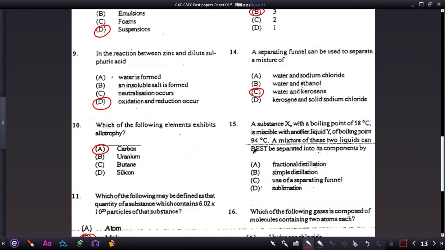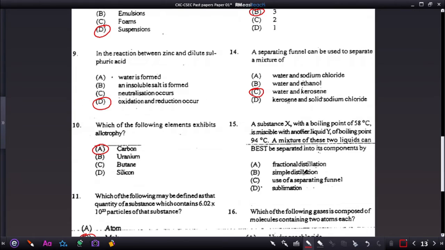Question 15. A substance X with a boiling point of 58 degrees Celsius is miscible with another liquid Y of boiling point 94 degrees Celsius. A mixture of these 2 liquids can best be separated into its components by... Alright, so here we have the 2 distillation present. Because we know it's distillation, we would have to use it to separate these. But which one, fractional or simple?